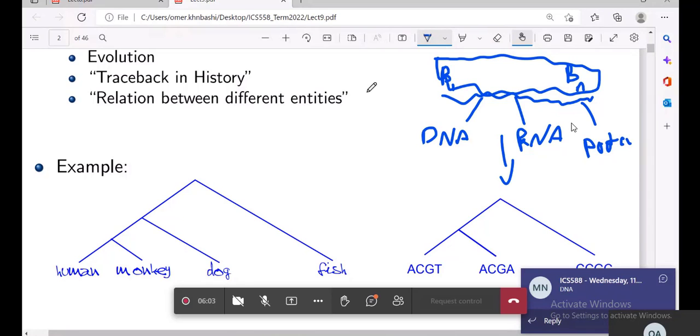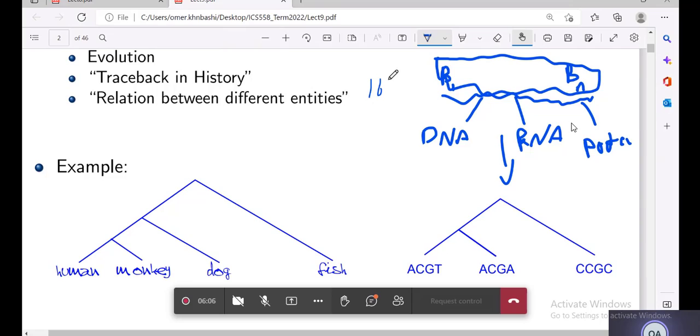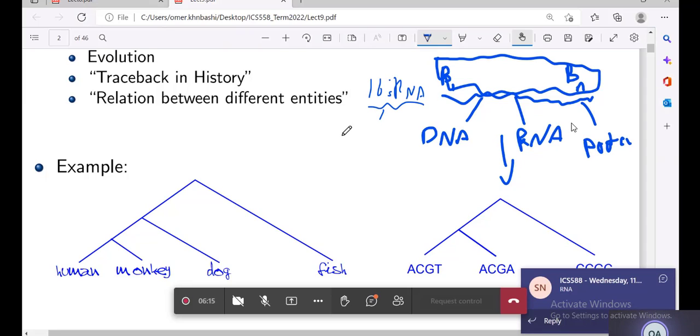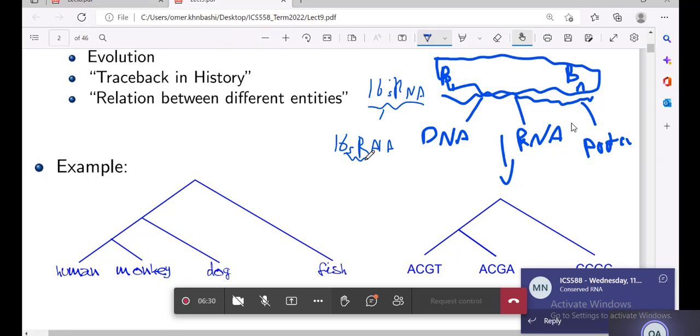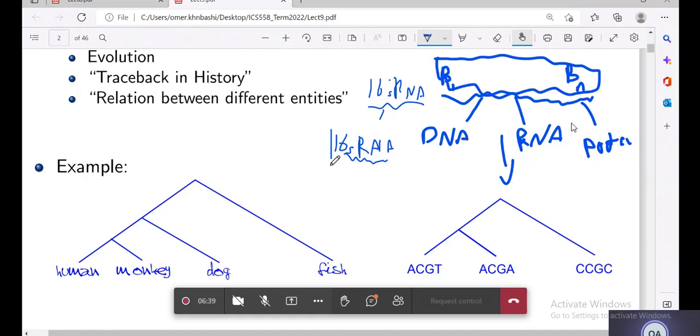We can use something we call 16S rRNA, which is the ribosomal RNA. This is the ribosomal RNA, which is the most conserved RNA. It is not a protein, it's not DNA, it's RNA. This is the main RNA that plays a major role in the central dogma.